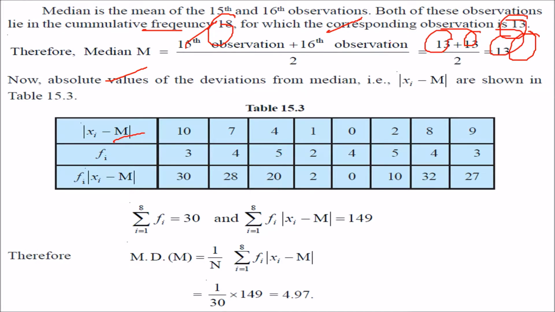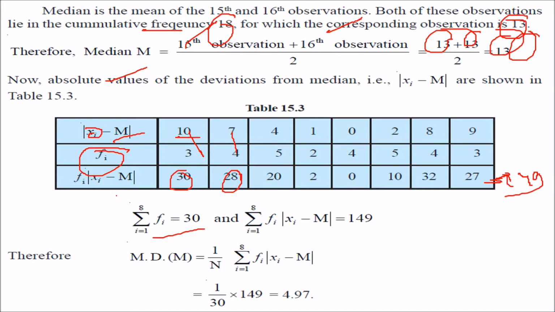M means 13. So take xi and subtract it from m. You get this. Now you already have this fi. Multiply this 10 into 3, 30, and say 7 4s are 28. And then you have to take the sigma of this. That will come to 149.